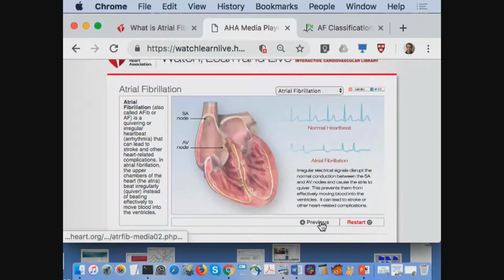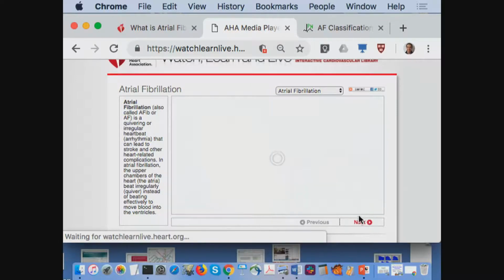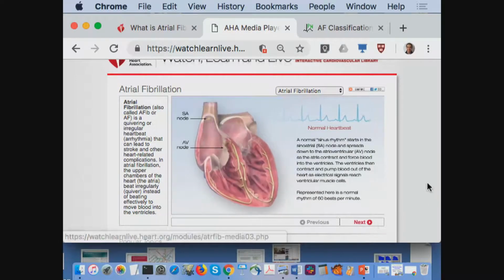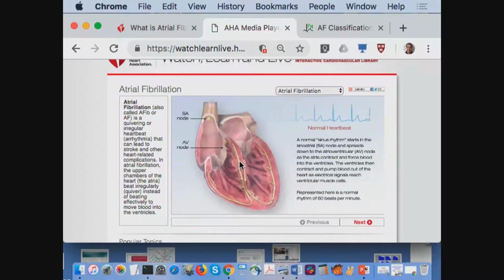OK, so this is a normal heartbeat. Heart's pumping like this. And if you were to look at the signal output of the EKG of a normal heartbeat, it would look like this, and the signals roughly correspond to different cycles of the heartbeat.